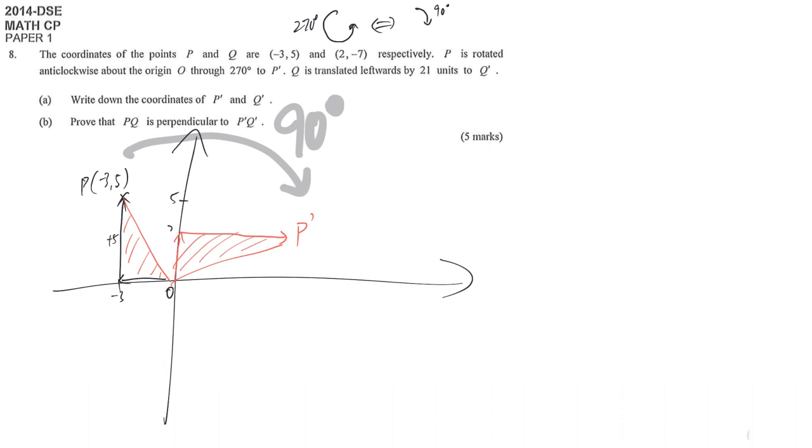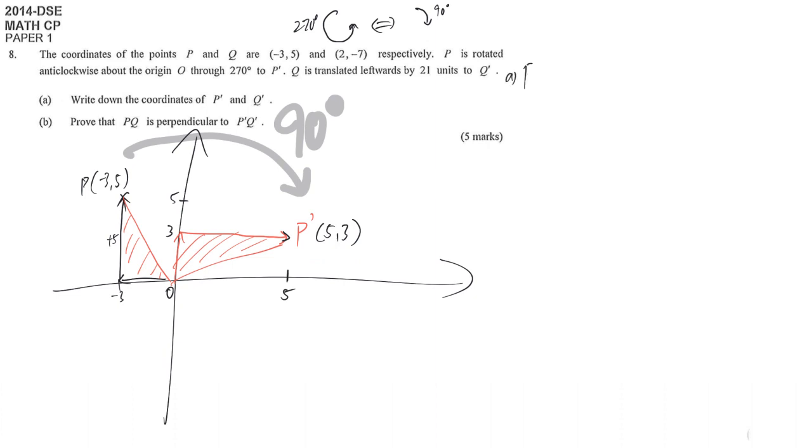Go up by 3, that means the height here is 3. Go right by 5, that means the left-right position is 5. So we can find out that the coordinate of P prime is 5, 3. When you write down the coordinates, you write down the left-right position first, and then you write down the up-down position, 5, 3.